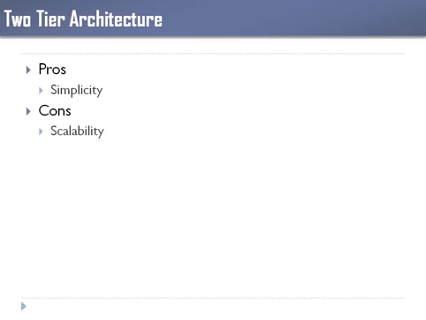These are the bullet points of the two-tier architecture. Advantage: simplicity, very simple to implement. And the disadvantage, or the issue? Scalability.